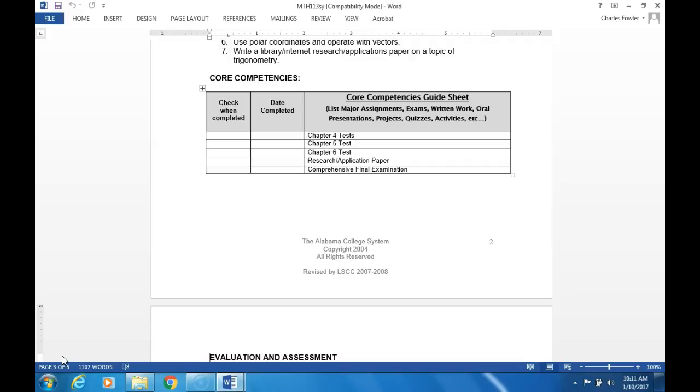And Chapter 5, I think, is 5 sections, and Chapter 6 is 5. So that'll be a test each, okay? And there'll be a research application paper, hopefully coming in before those. And then the comprehensive final exam, meaning it covers everything.